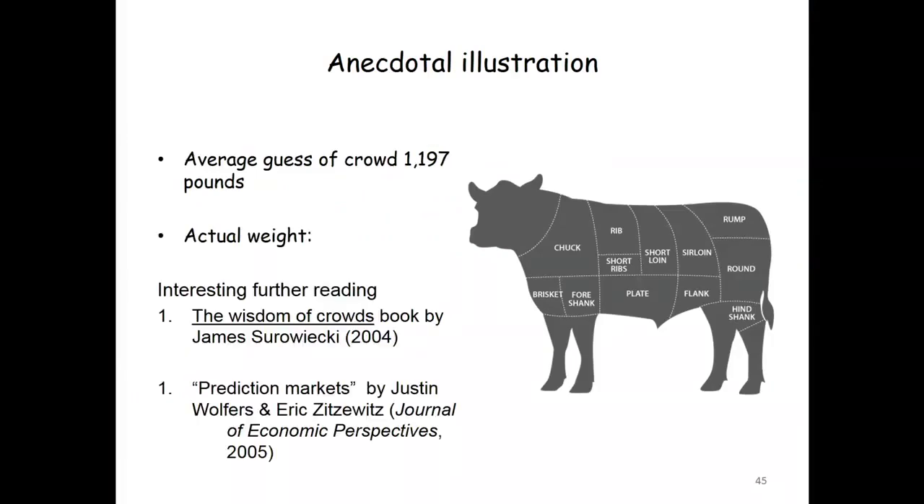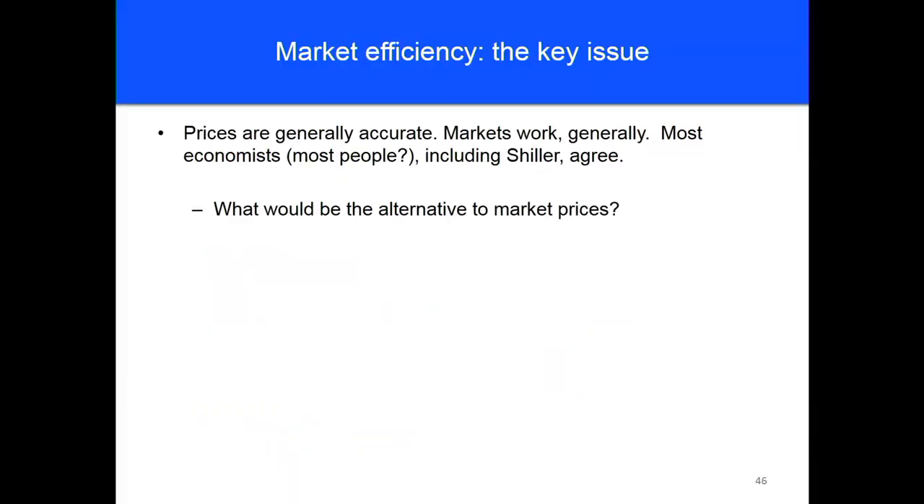So this is the point about Hayek. He's pointing out that markets and prices contain more information than any single individual. If you want to read more about this, I recommend this book and this other article, Prediction Markets. So prices are generally accurate. Markets work, so people agree. All economists are pretty much in agreement about it. No one's saying that markets are wildly inefficient.